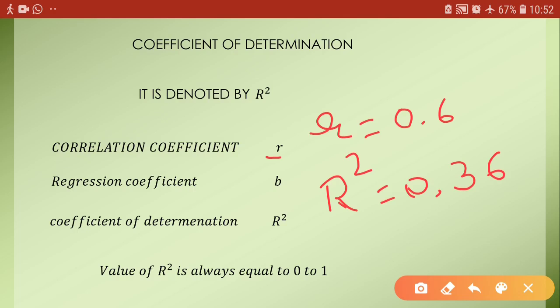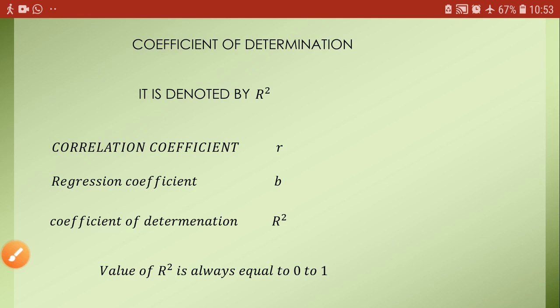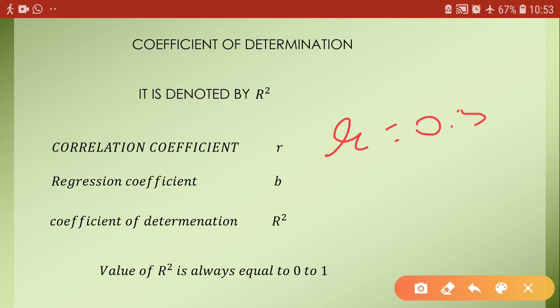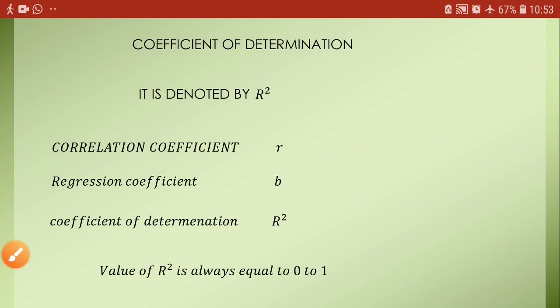Just find r with your own method. We have done full chapter number 2. Just find r with your own method and make the square of that r. Say for example if that r is 0.5, then you have to make a square of that 0.5. It should be 0.25.